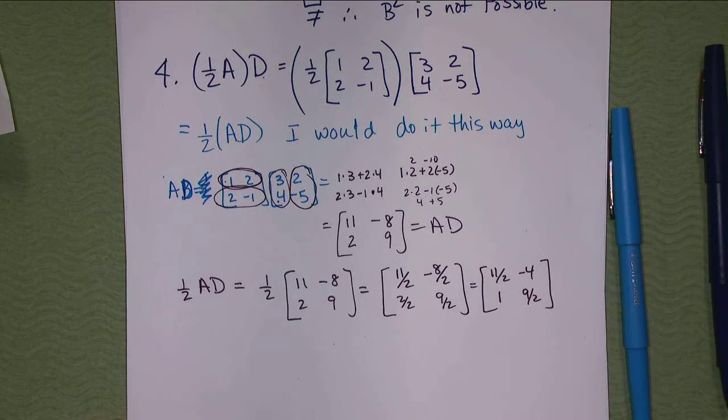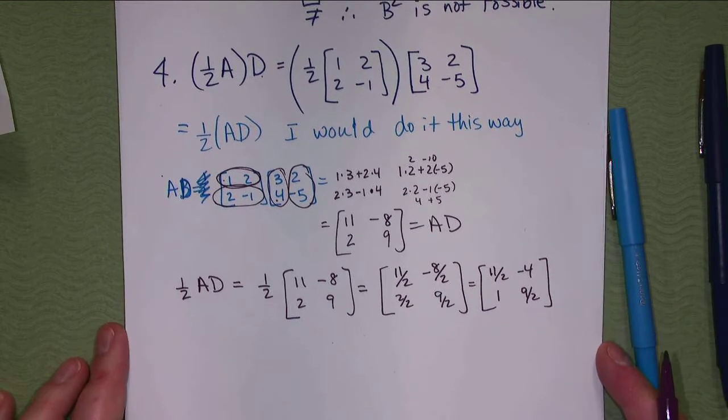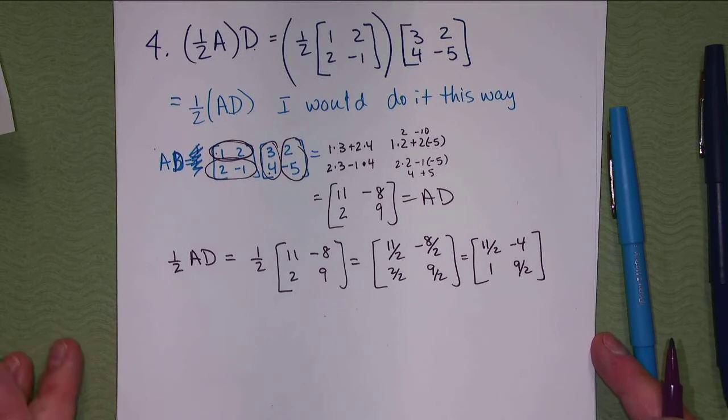Now, like I said, you could do 1/2 times A and then take that result and multiply it by D. Now, if you did reverse the A and D, it would work, but you wouldn't get the same answer. So you'd have the wrong answer.